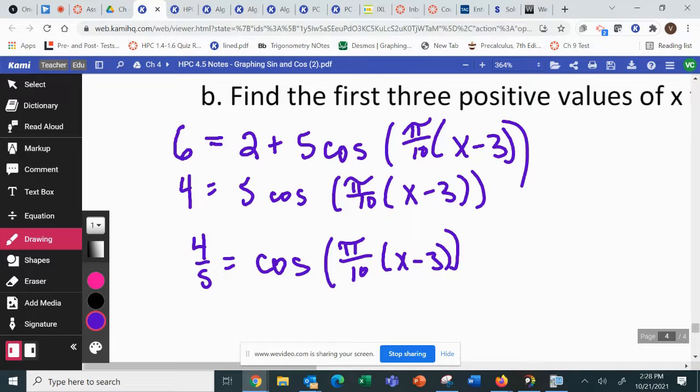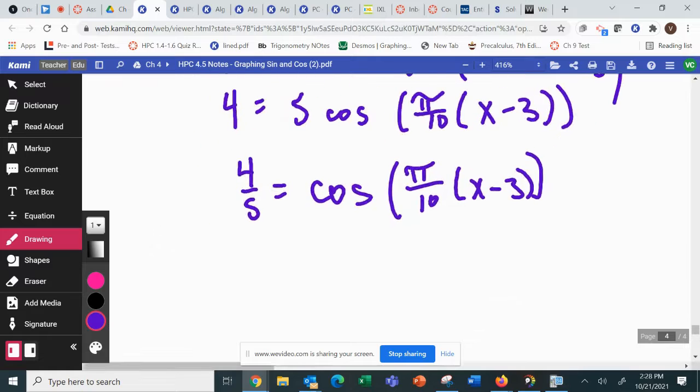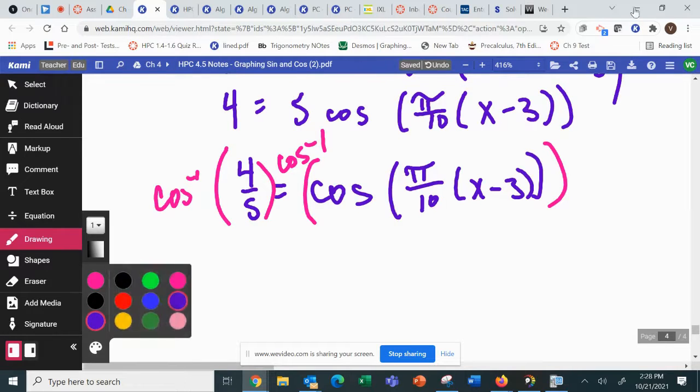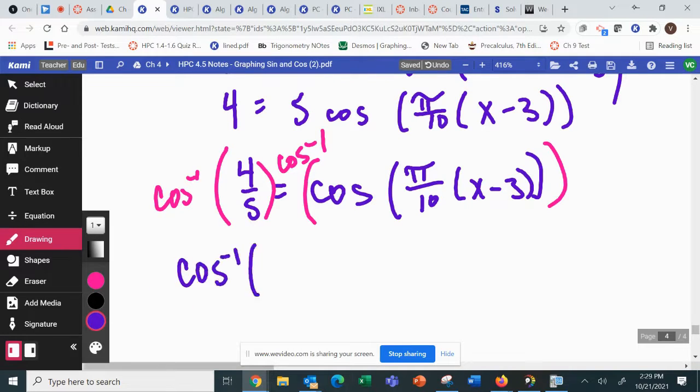Right. The only thing that can cancel out cosine is cosine inverse. So we're not dividing by cosine. We are undoing cosine. So cosine inverse happens next. Both sides of the equation, cosine inverse. So now I have cosine inverse 4/5 equals, and then the cosine inverse undoes the cosine. And we get pi over 10 times x minus 3.